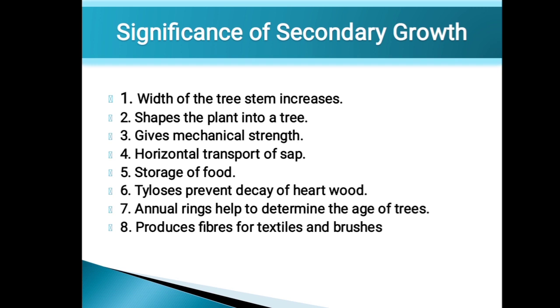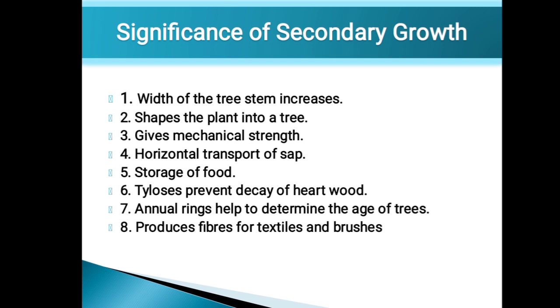The third point is it gives mechanical strength, as we have studied earlier that there is addition of secondary tissues, because of which it gives mechanical strength or support to the main plant body. The next point is horizontal transport of sap, nothing but the water from the root to the other parts of the plant body. Storage of food also can be seen here. The sixth point is tyloses prevent the decay of hardwood.